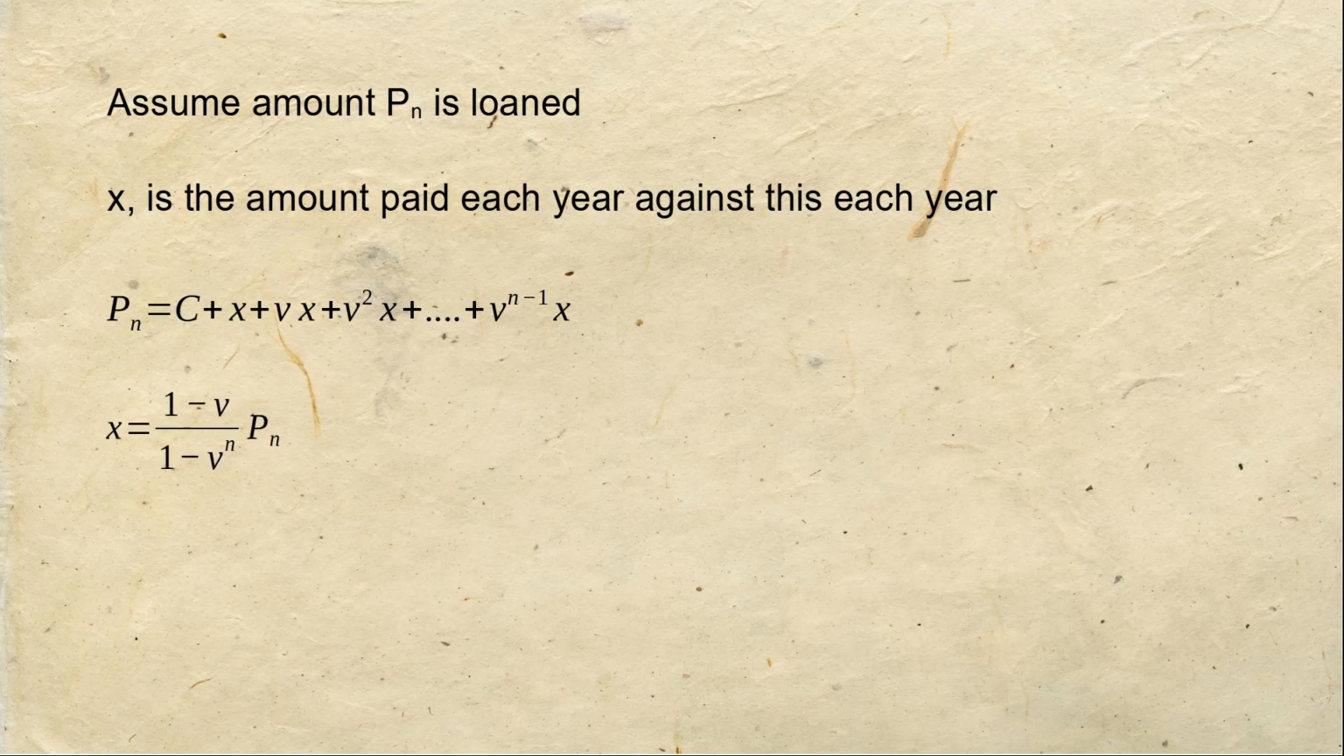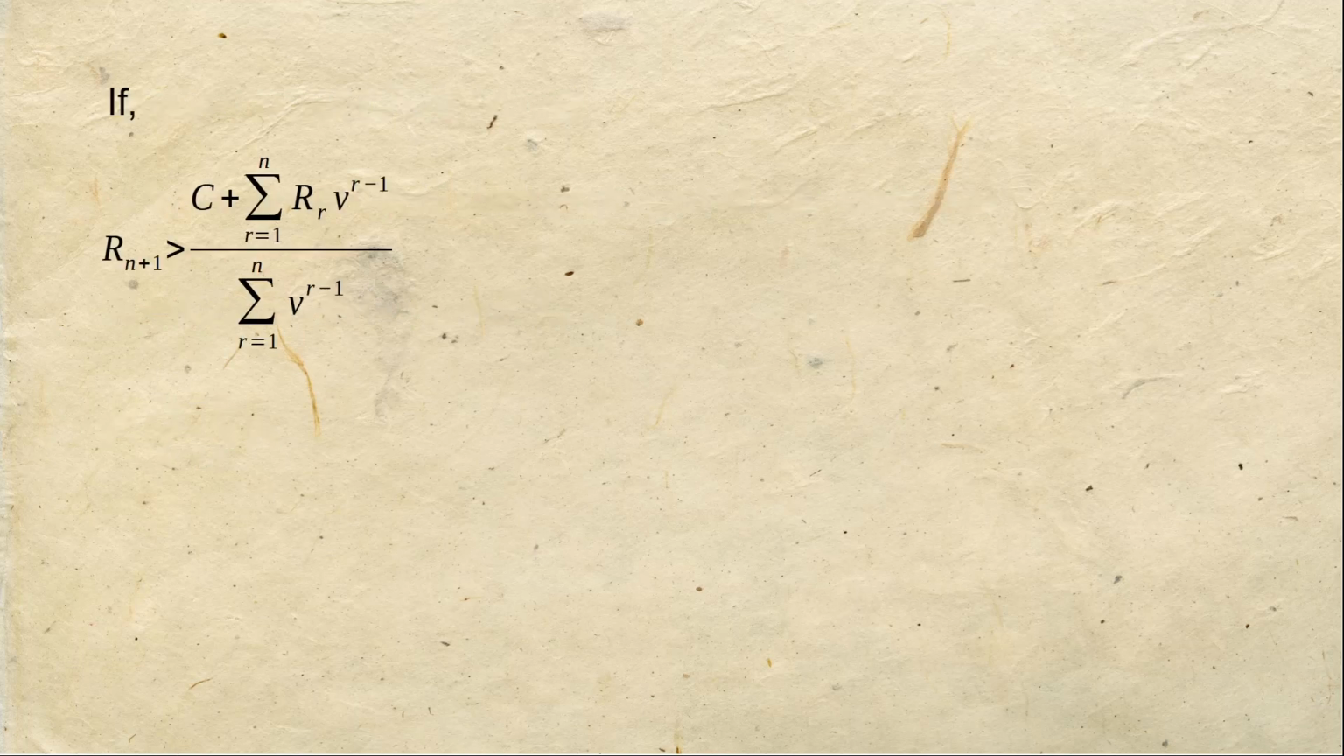Therefore, X is equal to (1 minus nu over 1 minus mu) the whole raised to n into Pn. And further from this we get that if the running cost in any year n plus 1 is greater than what you see on your RHS, which is nothing but the weighted average annual cost. Okay, this is known as the weighted average annual cost.